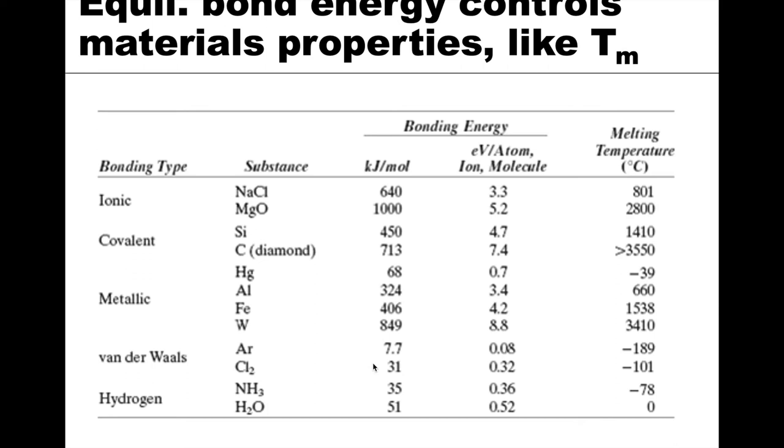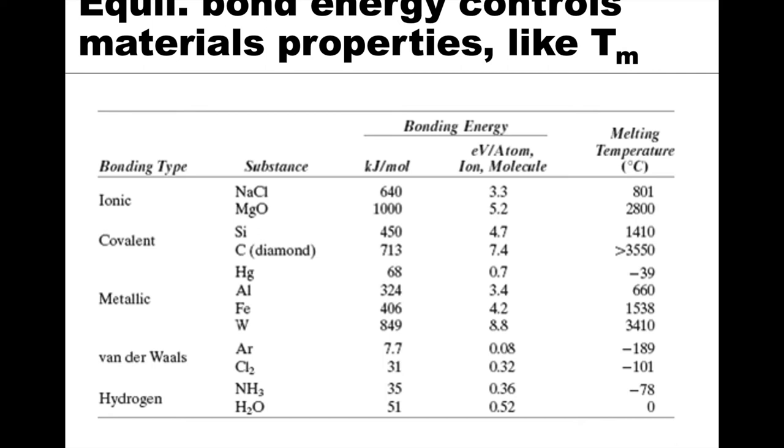So let's look at something like magnesium oxide. That has a bonding energy of 1,000. Again, it's negative in actuality. And so that has a very high melting point, whereas something like water has a much lower bonding energy, and therefore the melting point is much lower. So the equilibrium bond energy controls properties like the melting temperature.